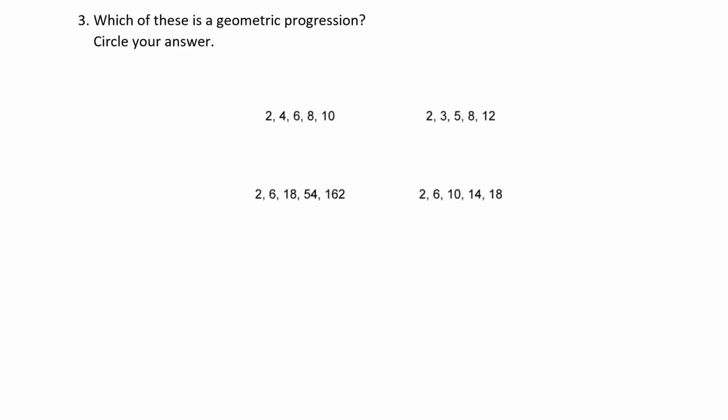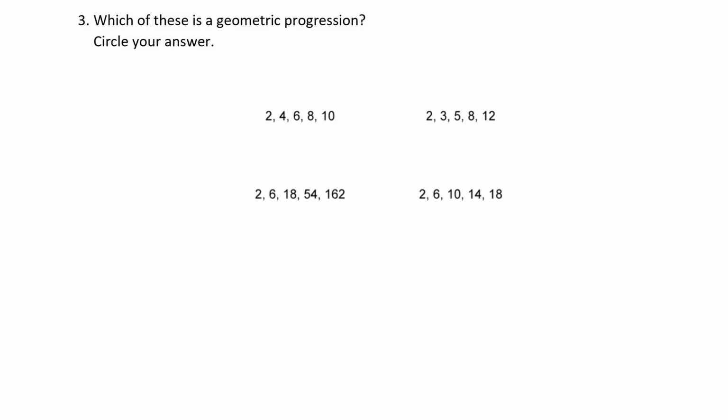Question 3. Which of these is a geometric progression? Circle your answer. So a GP is where you've got a common ratio between each term of the sequence, so they've been multiplied through by the same thing. So let's have a quick look at the differences.